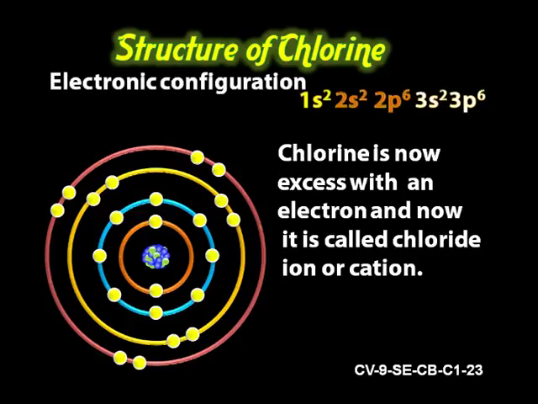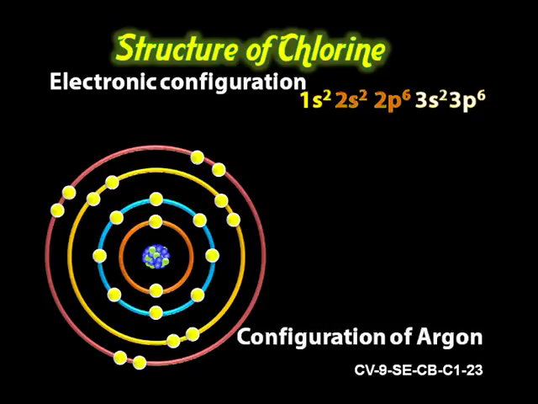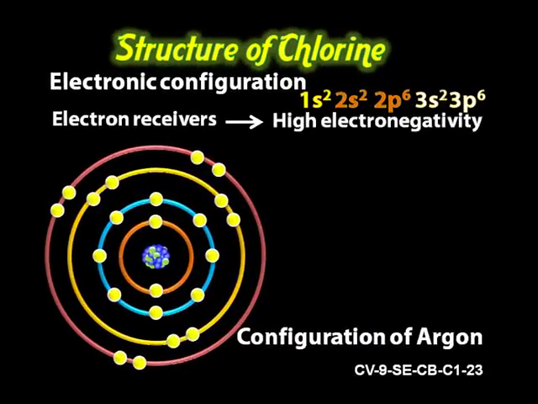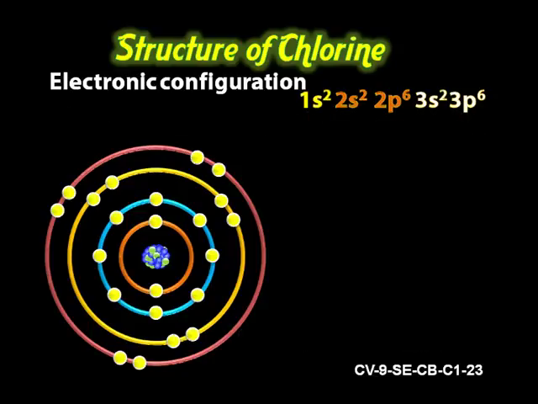Its electronic configuration will be 2,8,8, which is the configuration of argon. Elements which receive electrons are said to have high electronegativity. Non-metals have high electronegativity and hence are electron takers.